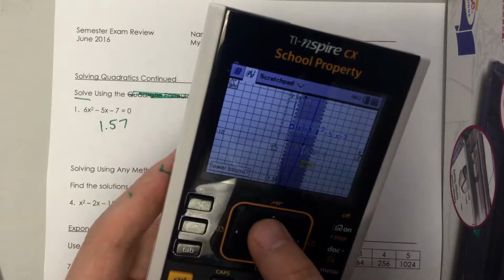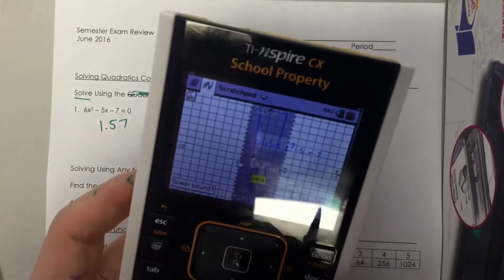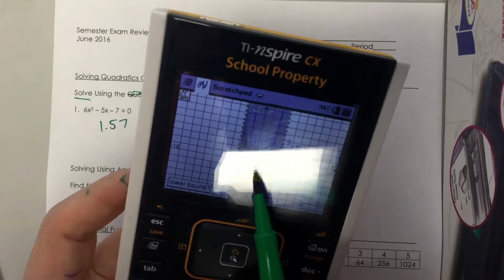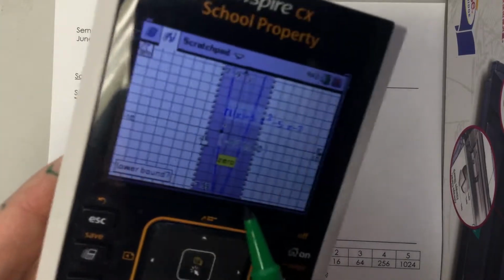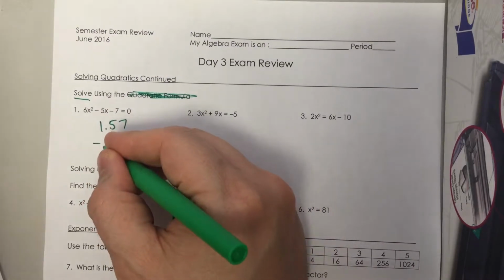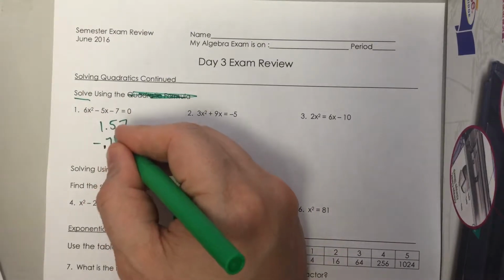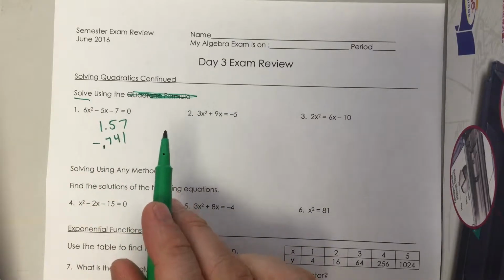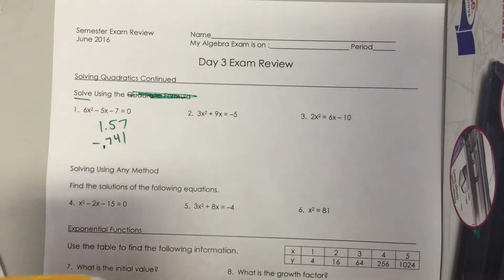If I keep dragging, sometimes it gives me the other one. It did. Sometimes it doesn't. Sometimes you have to start again. This one looks like negative 0.741. You can see that, comma 0. So remember, that is the x value of the ordered pair. That's what those mean. Let's go ahead and do number 2.